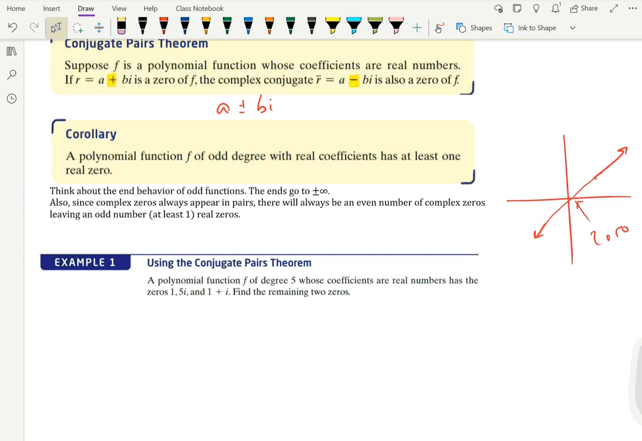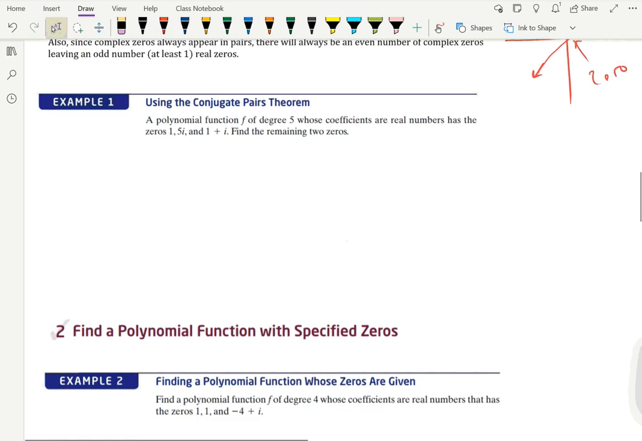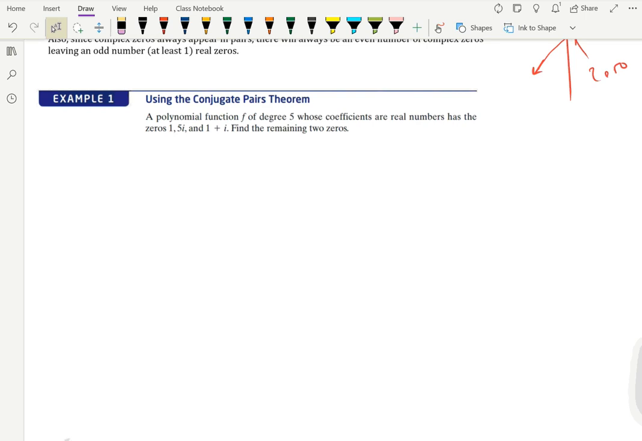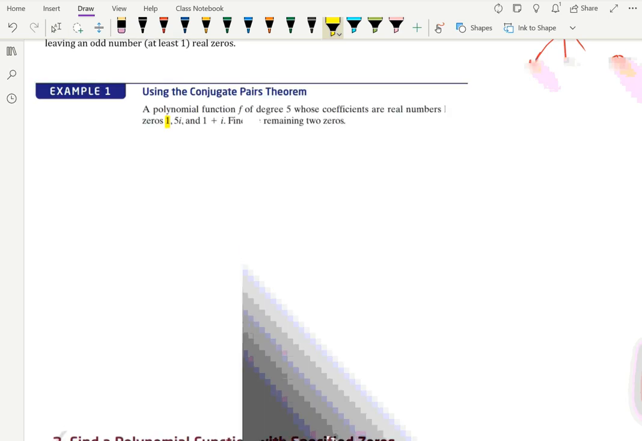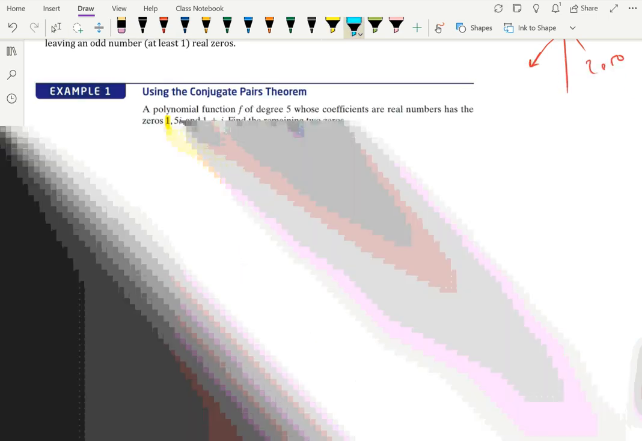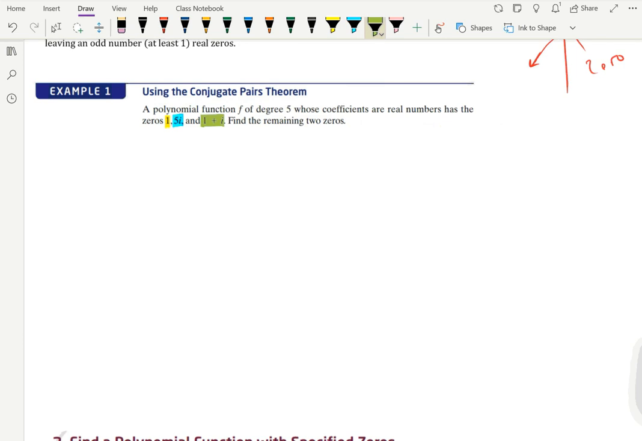Take a look at another example here. Let's use the conjugate pairs theorem. Let's say we have a polynomial function f of degree 5, whose coefficients are real numbers, and has the zeros of 1. Let's go ahead and highlight this. Zeros of 1, we have a zero of 5i, and we have a zero of 1 plus i. So we were just given 3 specific zeros.